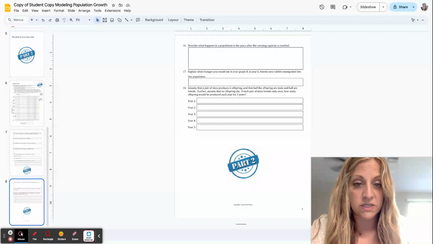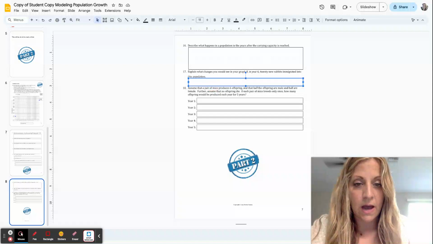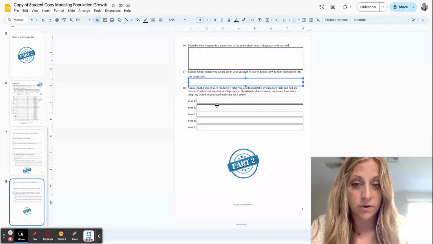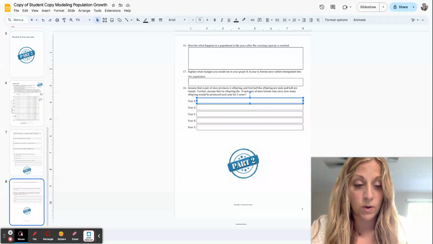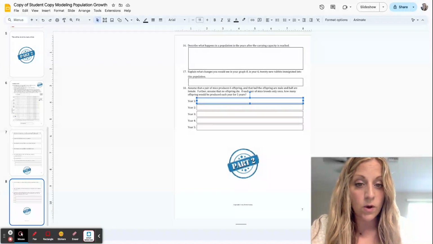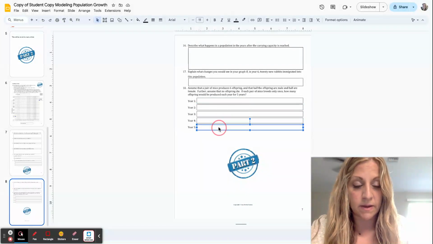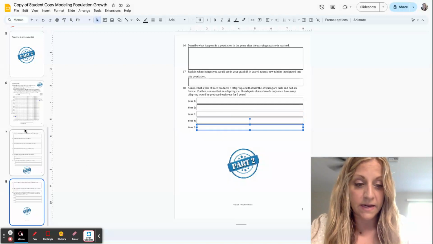Explain what changes you would see in your graph in year 6 and year 20 if new rabbits immigrated into the population. So how would your data change in year 6 if you actually had some immigration? Because remember, originally we had said there was no immigration. And then for number 18, you're going to kind of go back to what we did in Module 4, where we talked about the mice and their offspring, and just kind of trying to calculate what those populations might look like. All right, well, that is it for this lab.